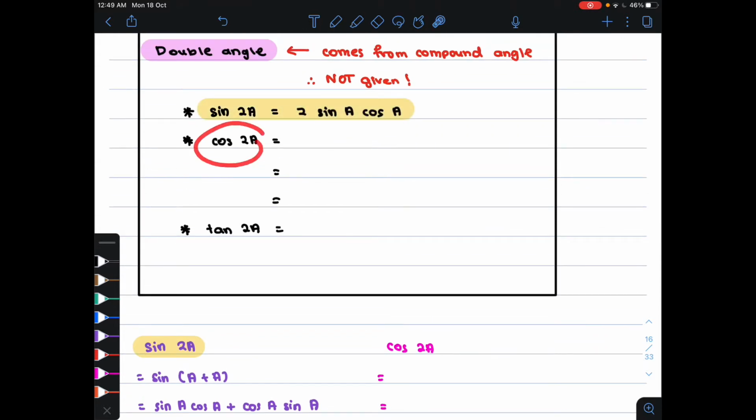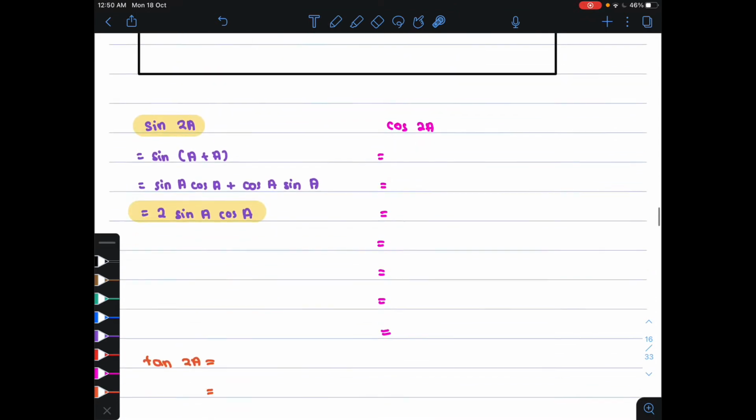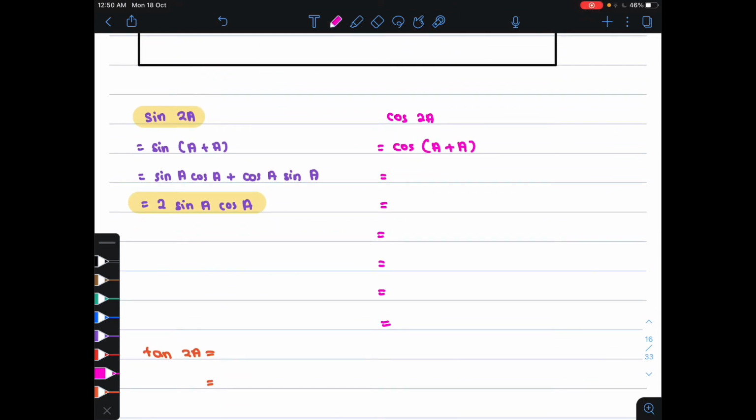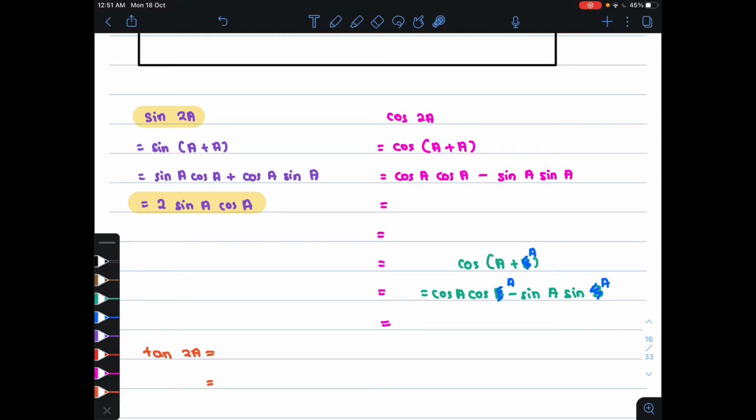Now, what about cos 2A? Cos 2A is actually cos(A plus A). So, let's use cos(A plus B) equal to cos A cos B minus sin A sin B. But now we need cos(A plus A), so I'm going to change B to become A, which will give you cos A cos A minus sin A sin A. And if you simplify this, you will get cos squared A minus sin squared A. That's the first formula of cos 2A.